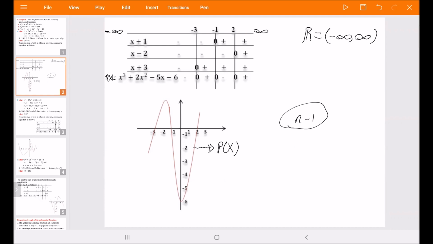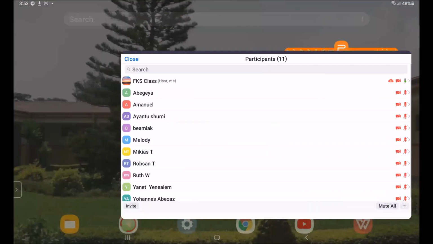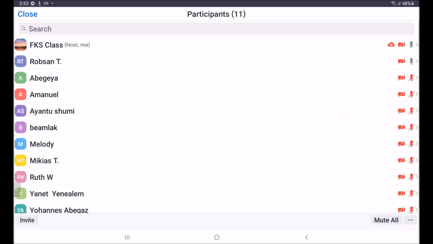We are done. If you have any question regarding how we can sketch, or anything in the process of sketching the graph of this, you can ask it. If you don't have any question, then we pass to the next polynomial. Do you have any question? No. Okay.